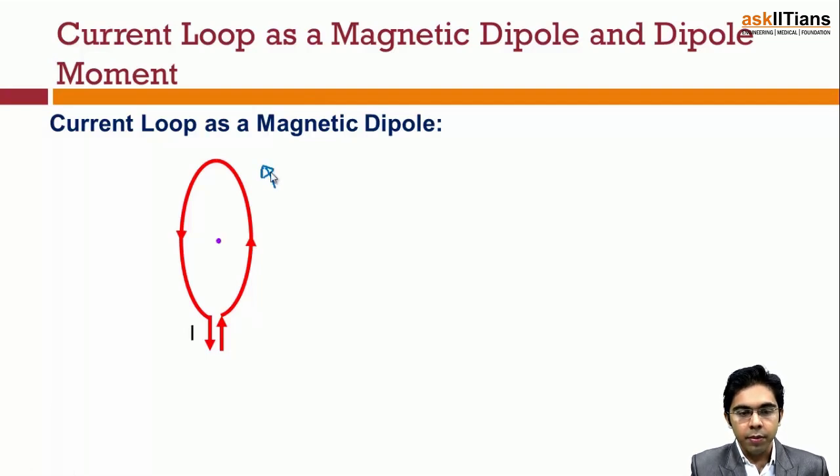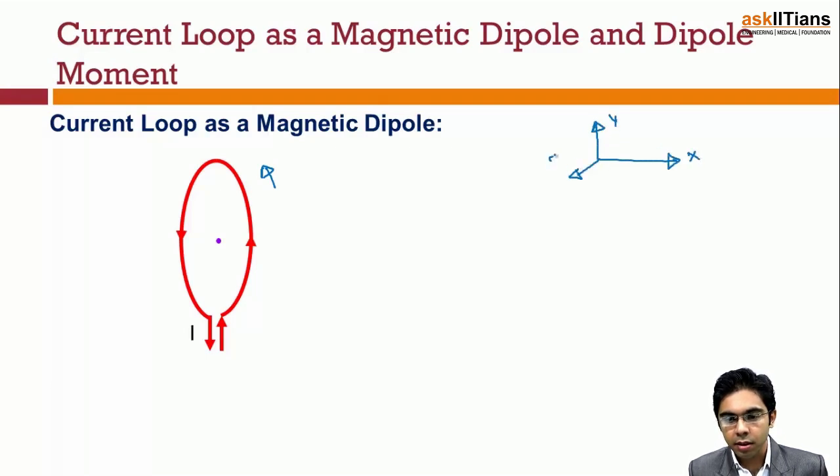Now this is the center of the loop. If we make the diagram with axes, this is the y-axis, this is the x-axis, and this is the z-axis. According to this orientation of the axes, the plane of the loop is the yz plane.